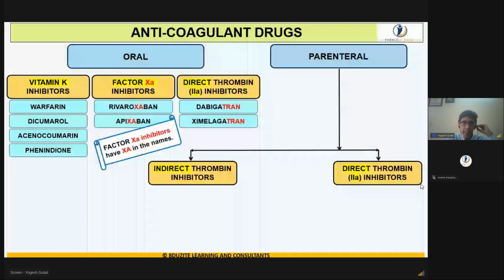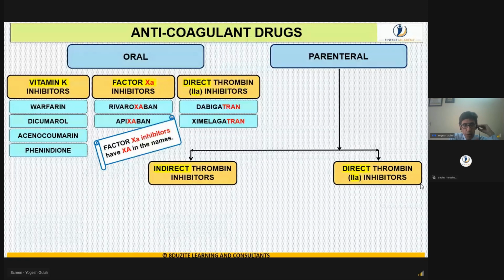So thrombin also has TR. So if you get TR, they are thrombin inhibitors automatically. If you have XA, they are factor 10A. If they have TR, they become thrombin or factor 2A inhibitors. So dabigatran, ximelagatran: TR stands for thrombin, AN stands for antagonist or inhibitor.